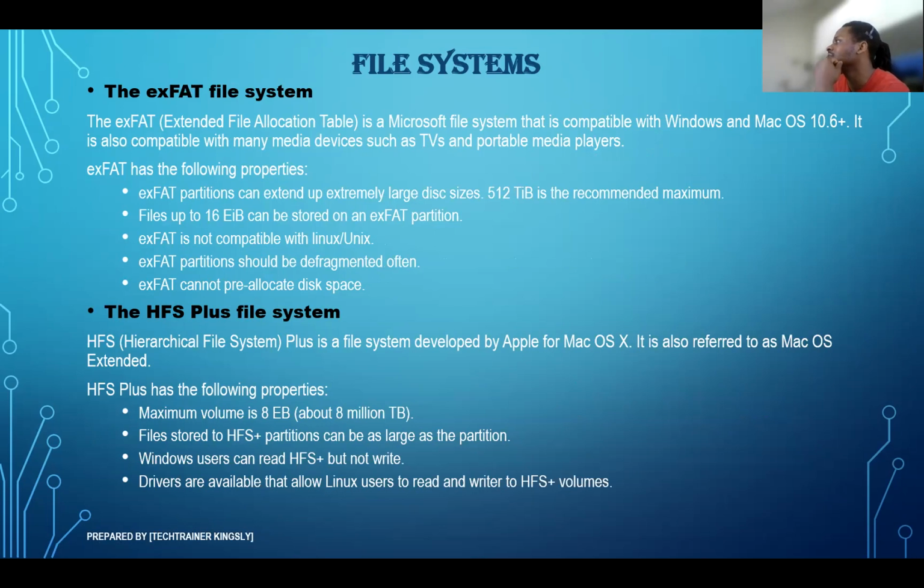It starts with the extended file allocation table. It's a Microsoft file system that is compatible with Windows and Mac OS 10.6 and plus. Mac OS 10.6 is just a version of Mac. It's just like we have Windows Vista, Windows 7, and Windows 8. Mac OS has its own versions too. That's their own naming convention, how they decide to name things: 10 point this, 11 point this, 12 point this.